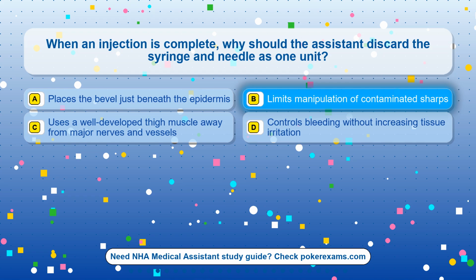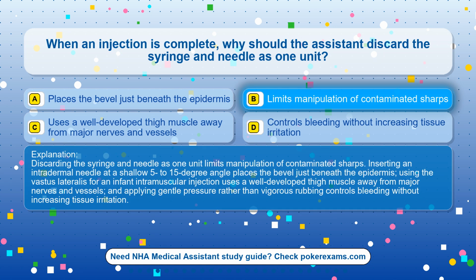The correct answer is option B. Limits manipulation of contaminated sharps. Discarding the syringe and needle as one unit limits manipulation of contaminated sharps. Inserting an intradermal needle at a shallow 5- to 15-degree angle places the bevel just beneath the epidermis. Using the vastus lateralis for an infant intramuscular injection uses a well-developed thigh muscle away from major nerves and vessels, and applying gentle pressure rather than vigorous rubbing controls bleeding without increasing tissue irritation.